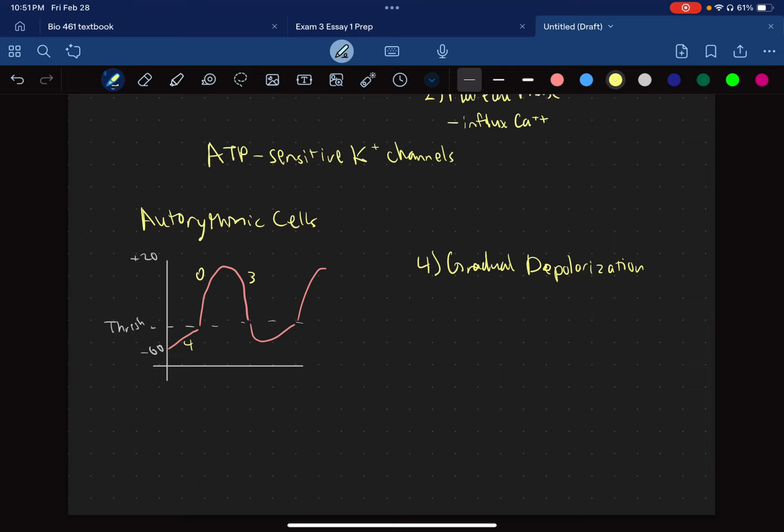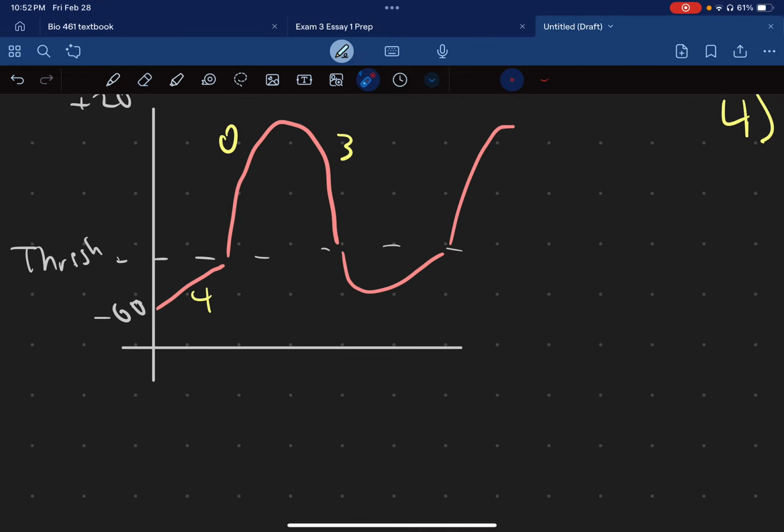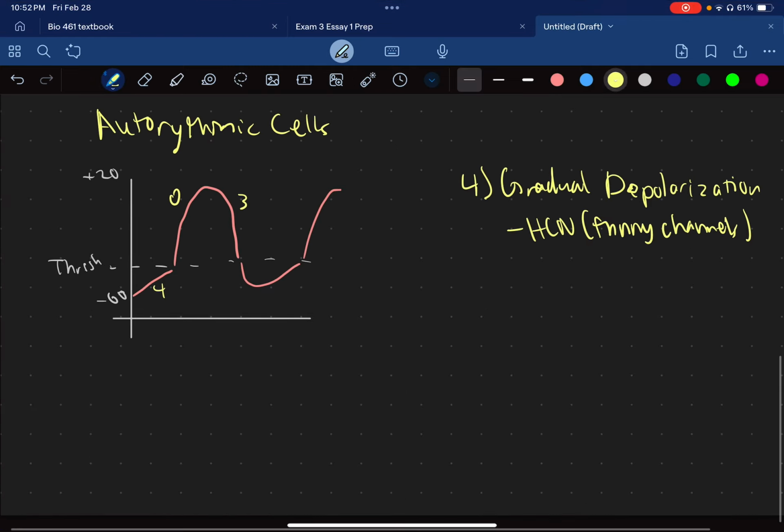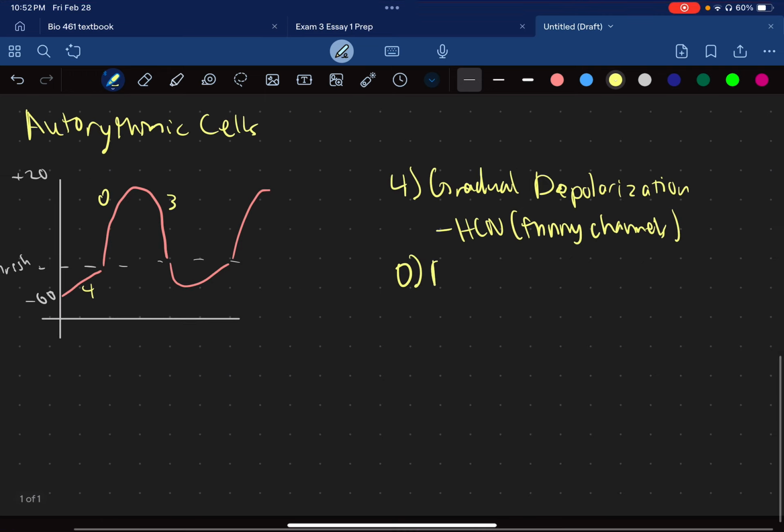What's going to happen here is something called HCN, or funny channels, will gradually open. So basically, once the charge of the cell goes below threshold, these HCN channels are going to open, and they're going to gradually let sodium into the cell. So they're slowing down the repolarization, it stops, and then they're slowly depolarizing the cell until they reach threshold. Once threshold is reached, which is phase 0, depolarization will begin.